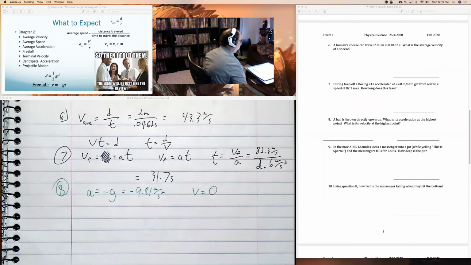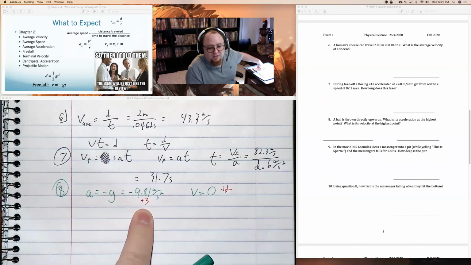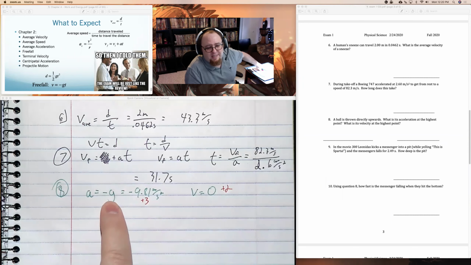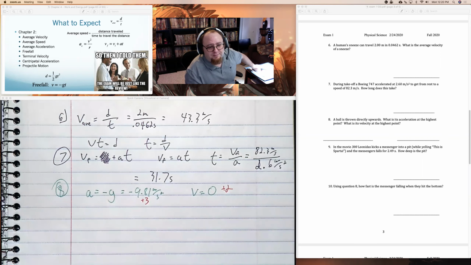How I graded this was 2 points for this, 3 points for that, where if you forgot the negative sign, it was only 2 points. I took off 1 point if you forgot the negative sign. I'd accept negative g also. Negative g was also 3 points. But g or 9.81 was 2 points. Negative g or negative 9.81 was 3 points.